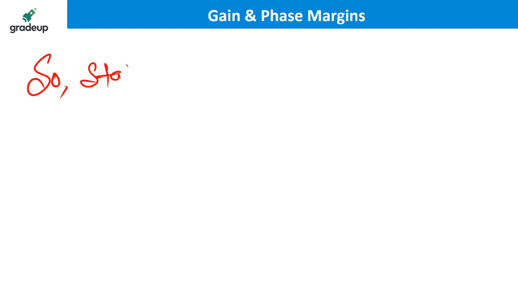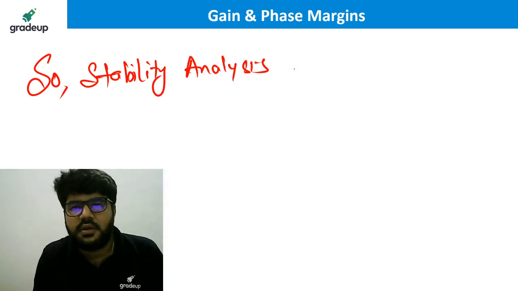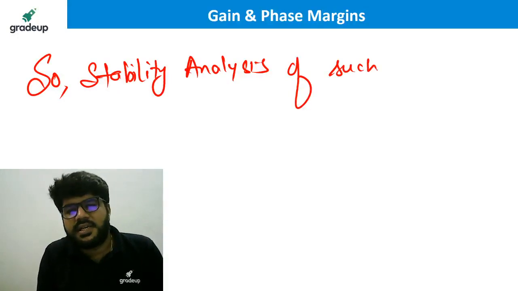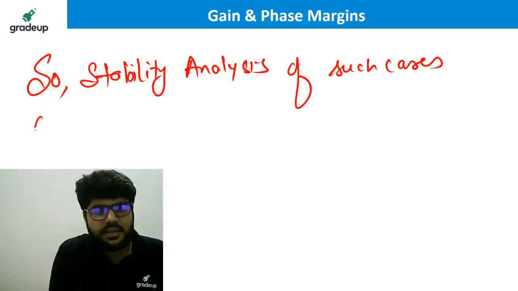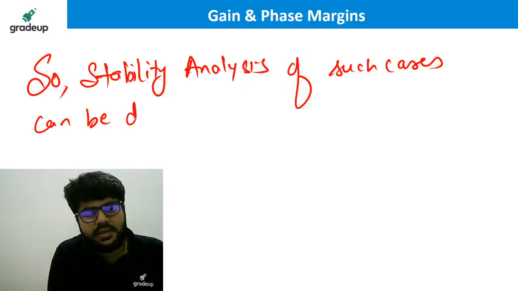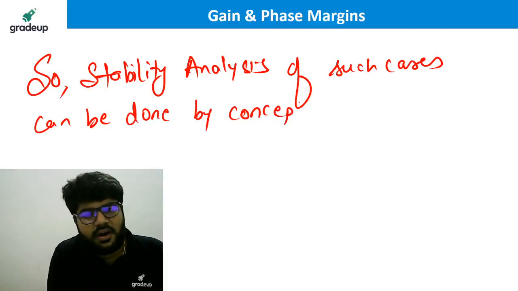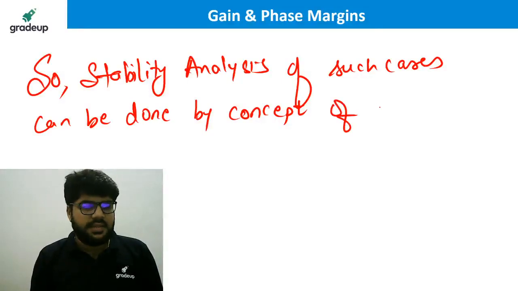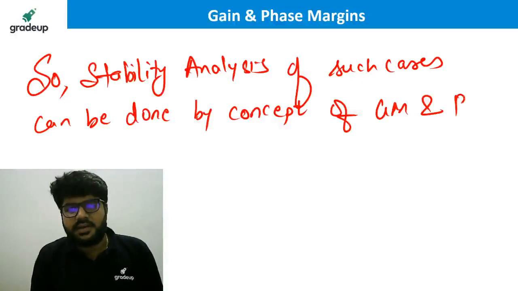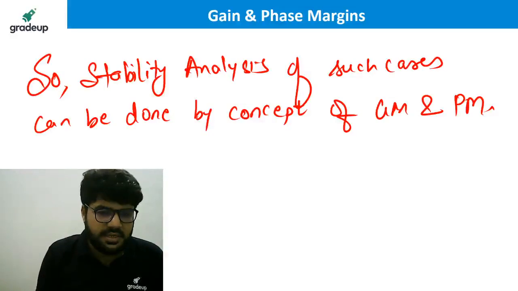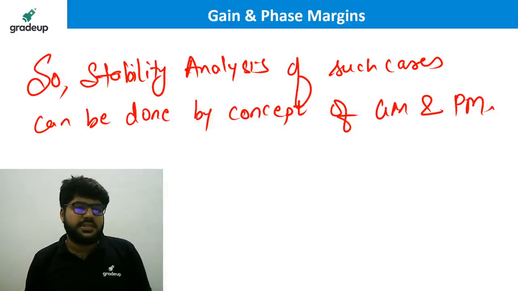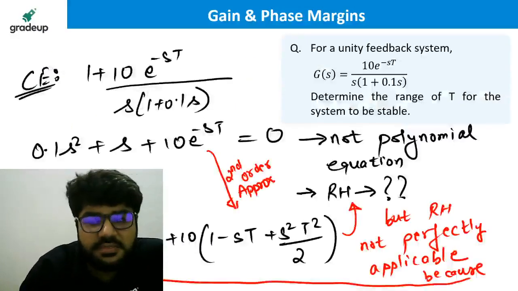So, stability analysis of such cases can be done by the concept of gain margin and the phase margin. Can be done by the concept of gain margin and the phase margin.